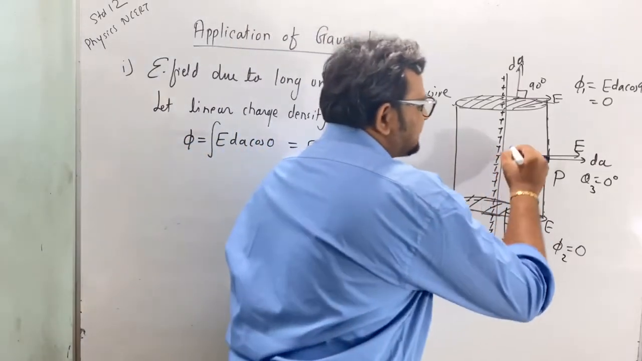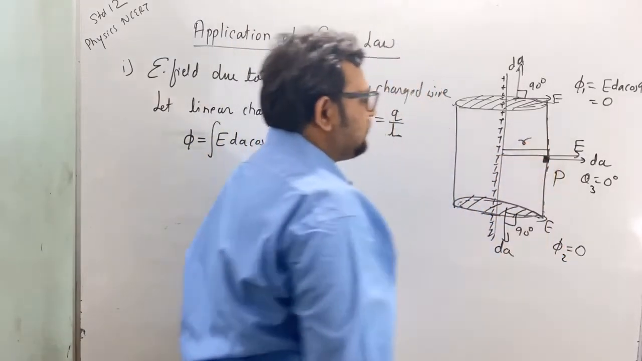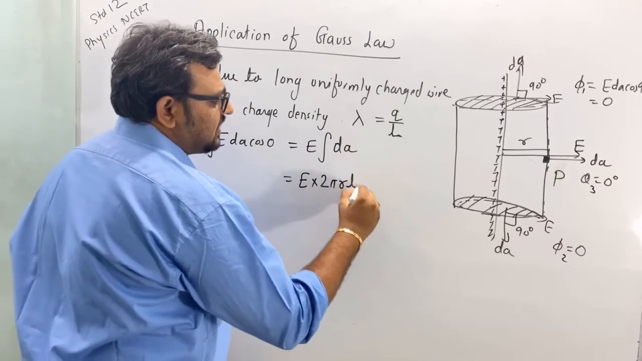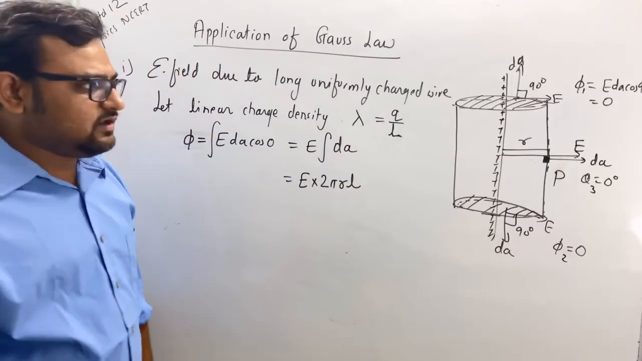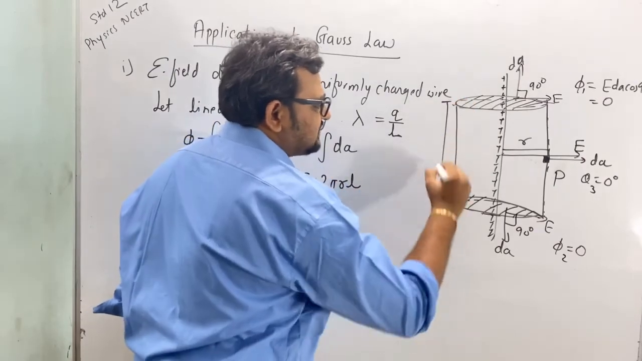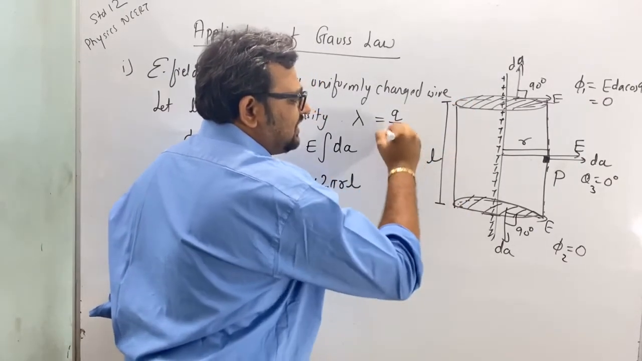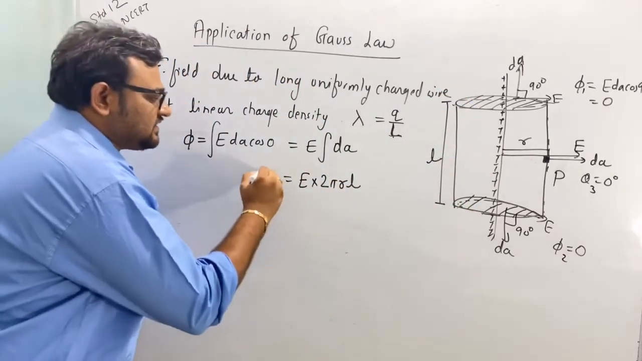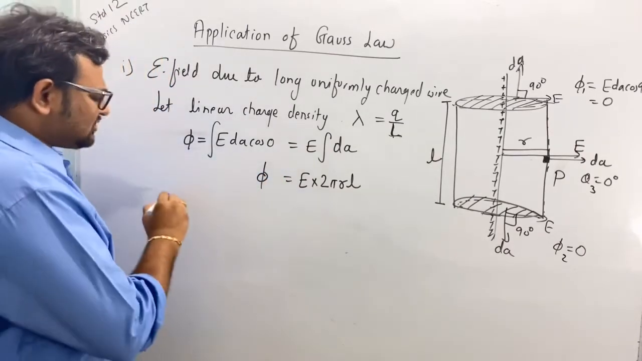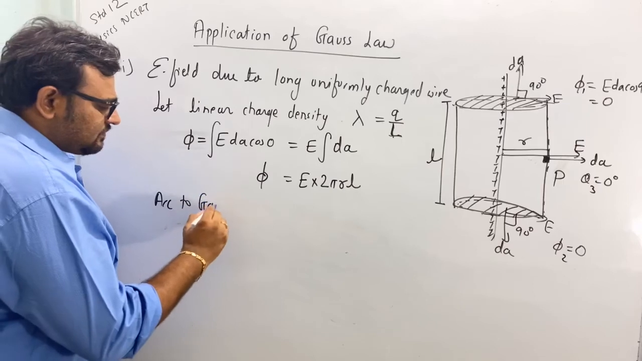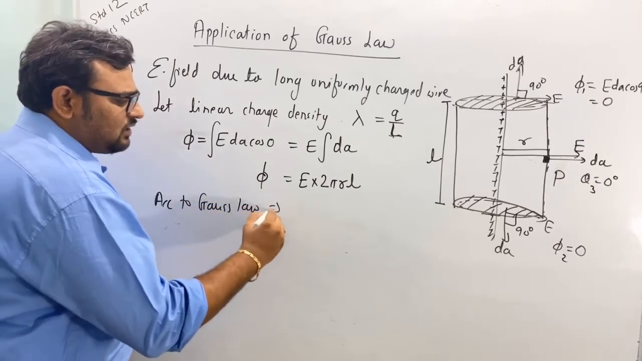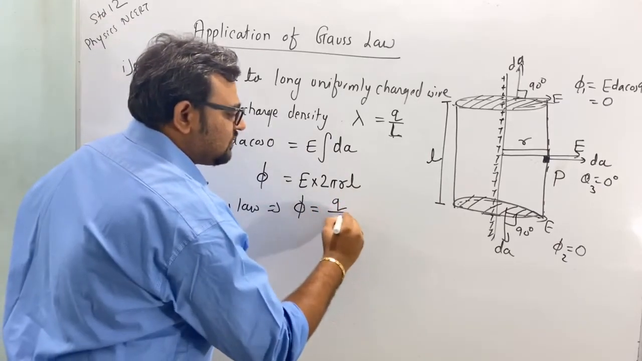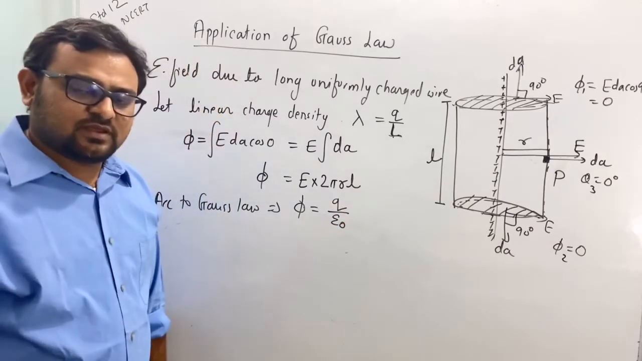So if I take this as the radius, then this will be equal to E into 2 pi r L. Clear? This distance I have taken as L, the total length. So E into 2 pi r L is the total flux. But what does Gauss law say? We have heard that formula: flux is equal to Q by epsilon 0.